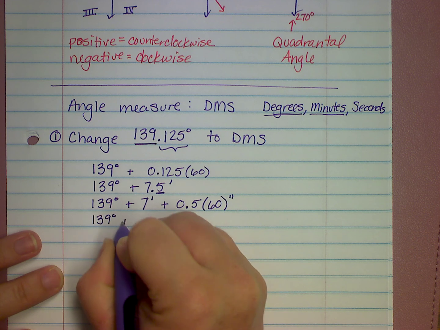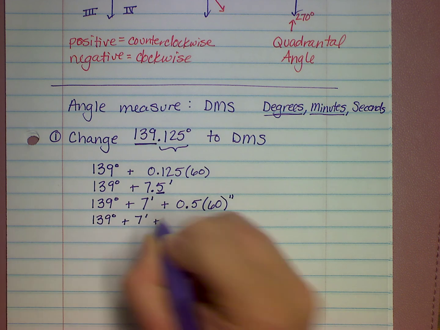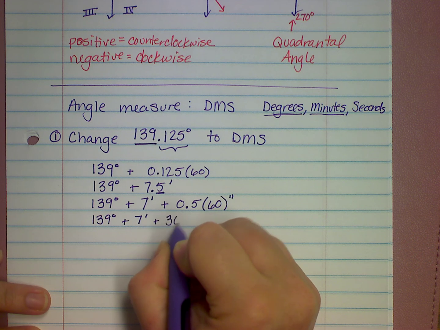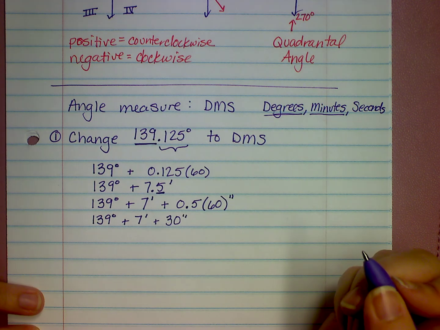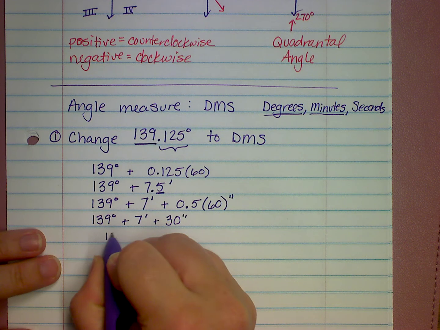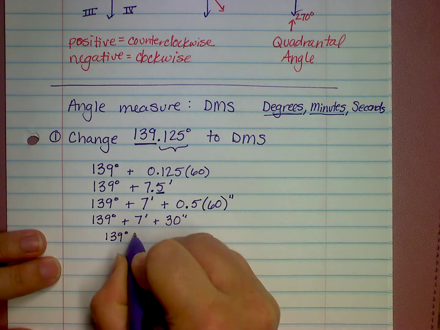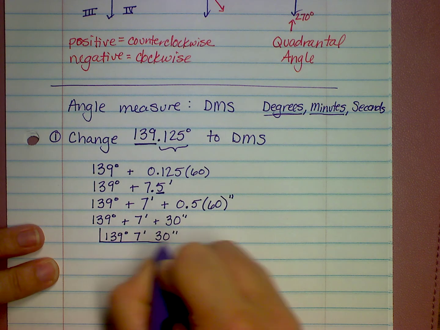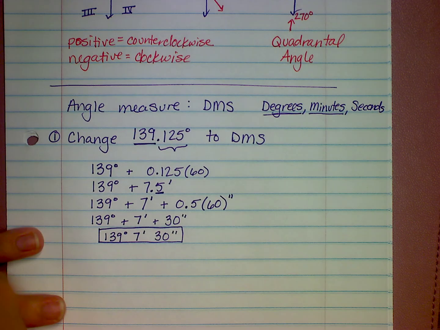139 degrees plus 7 minutes plus, what's 0.5 times 60? Isn't it 30? Yeah? And that's the end. So the way I write my answer is just 139 degrees, 7 minutes, 30 seconds. I know it's kind of funky.